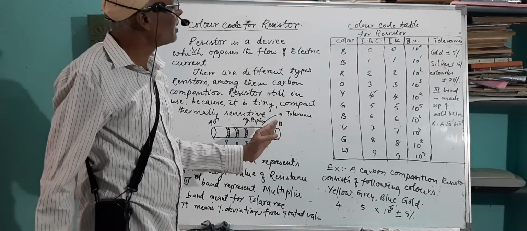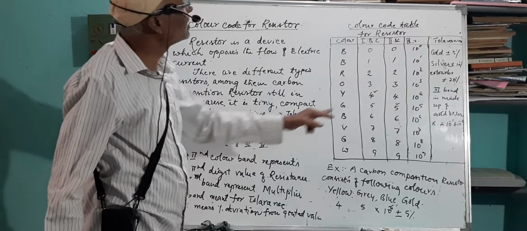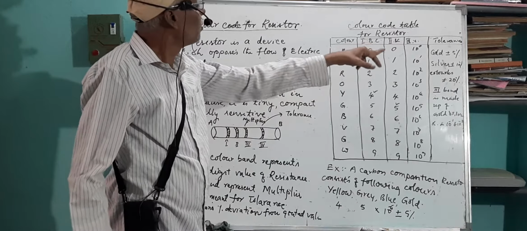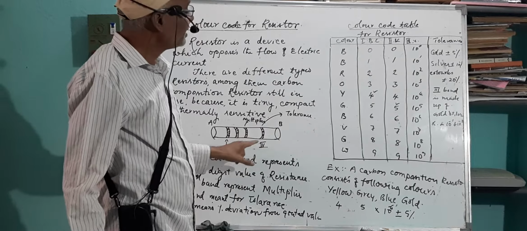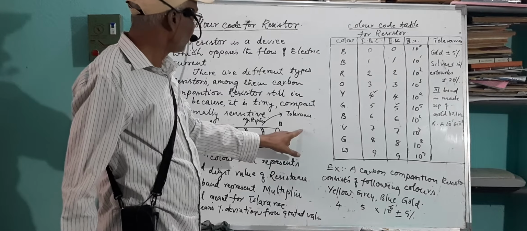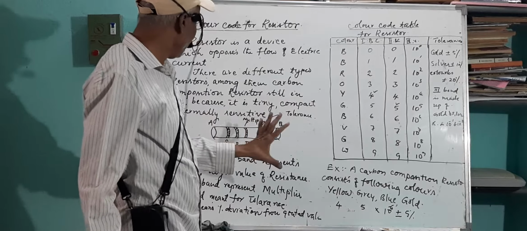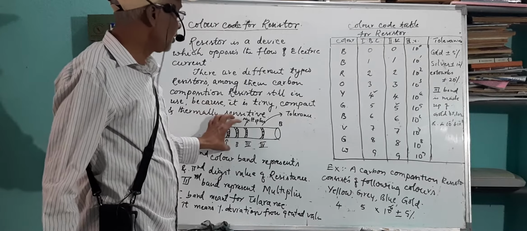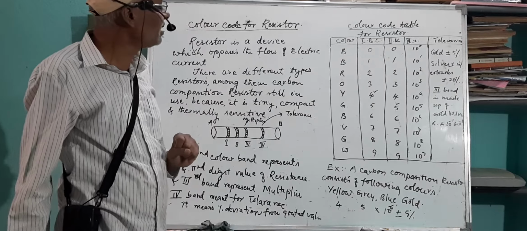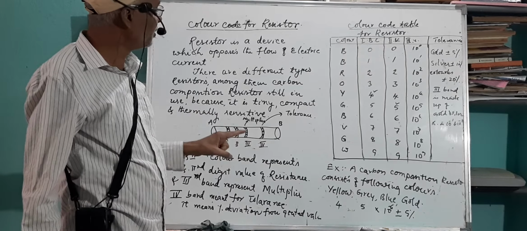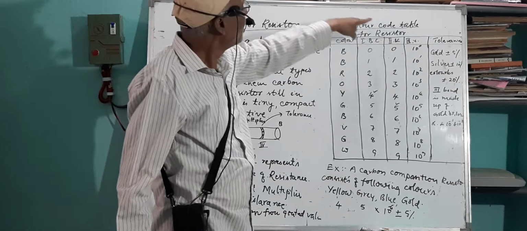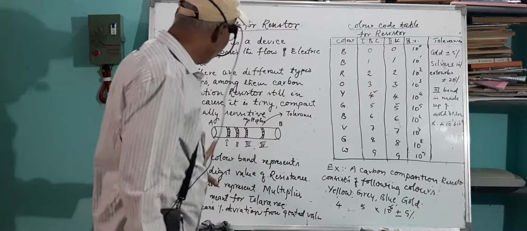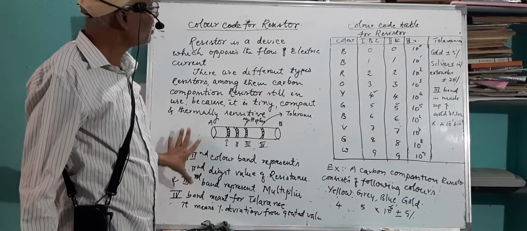I mean that plus or minus. If the fourth band contains gold color, the percentage deviation is 5% of the 6000. So in this way, we can find the resistance value of the resistor. In order to find the resistance value of the resistor, you require the color code table. With the help of this color code table only, you can find the resistance value of the resistor.